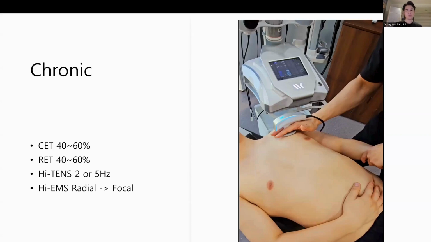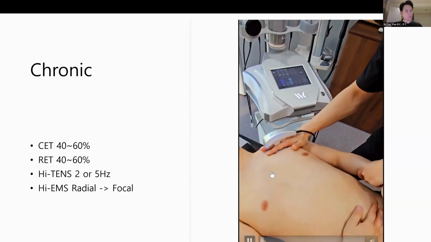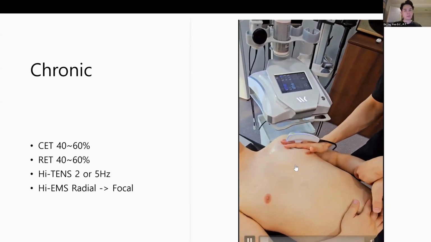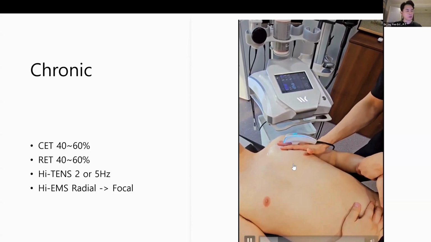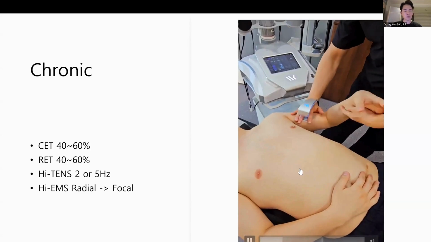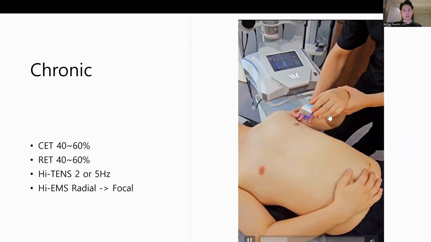I apply the high EMS directly on the spot because this is the chronic stage. At first I apply the radial high EMS for the broader area. Then I apply the focal high EMS for the more specific and deeper area. So look at this video. This video is about 50% intensity, high tense 2 hertz, and the high EMS radial. I start with the pectoral first and the bicep.